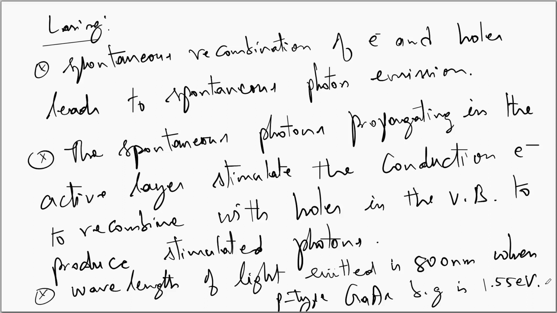The wavelength of the light emitted by the double heterojunction structure when P-type gallium arsenide is used as the active layer is 800 nanometers, when the gallium arsenide band gap is 1.55 electron volts.